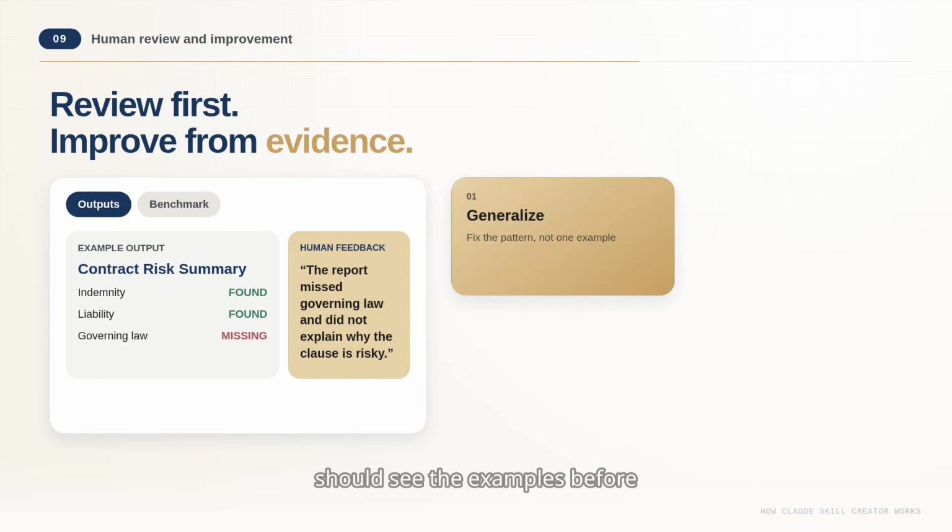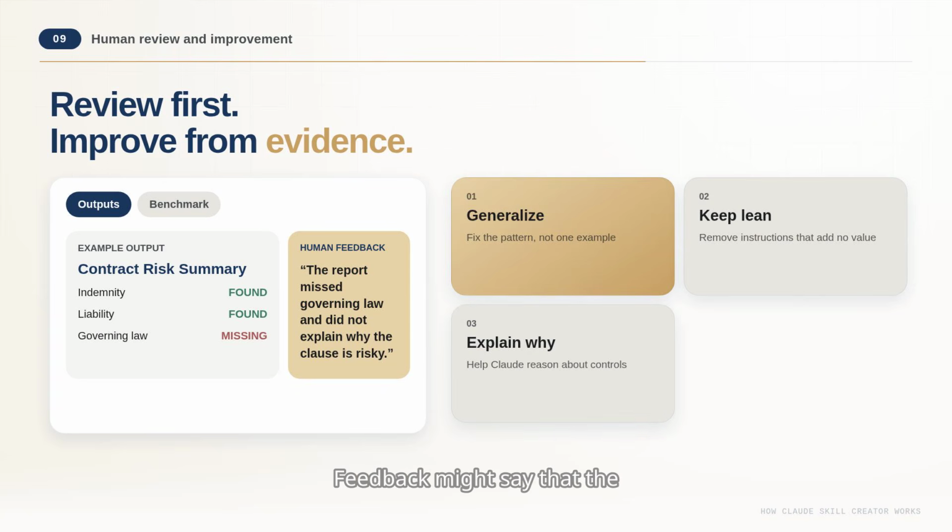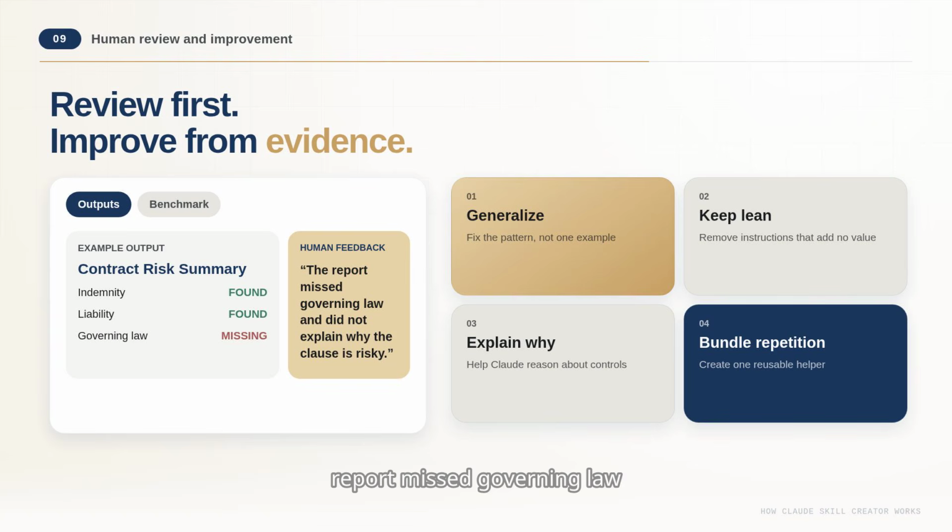The human should see the examples before the skill rewrites itself. Feedback might say that the report missed governing law, used too much text, or failed to explain why a clause is risky. Improve the skill using 4 principles. Generalize from the feedback instead of overfitting to one example. Keep the main prompt lean. Explain why each instruction matters.